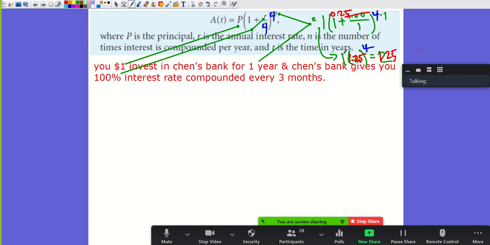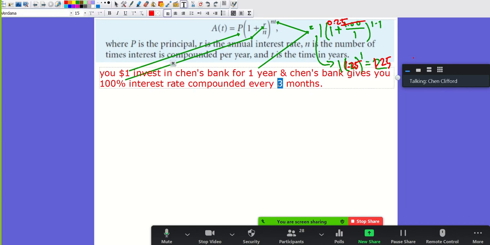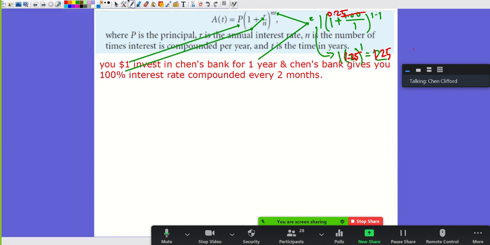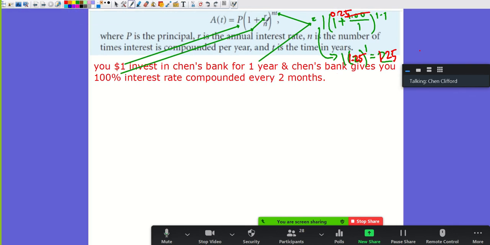Let's say I say every 2 months. How many 2-month chunks are there in a year? The answer is 6. And this would become 6, and this would become 6. And by the way, you plug this in your calculator exactly like how you see it. Sometimes how you see it is not how you plug it in. The convenient thing about this one is how you see it is exactly how you plug it in.